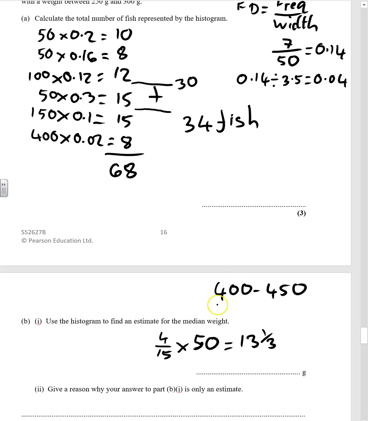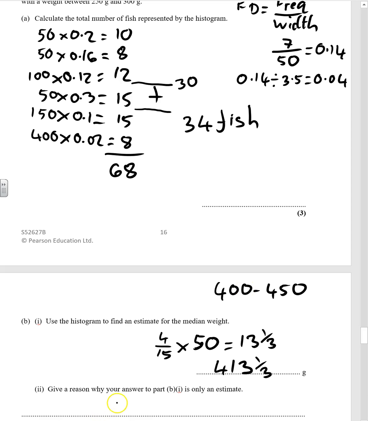But obviously we need to add that on to 400, so our median is 413 1/3 if we're going to be really precise about it. So we've worked out where it is. Median is in this group. The group's 15 wide. It's going to be the 4th fish into this group, hence 4 over 15 times 50. So it's 13 into here. The weight is 13 into here, added onto the 400.